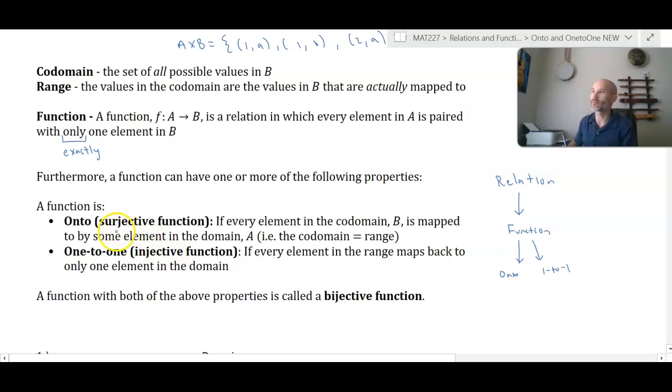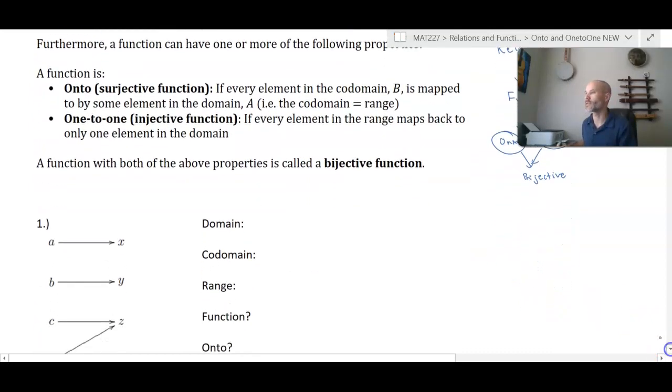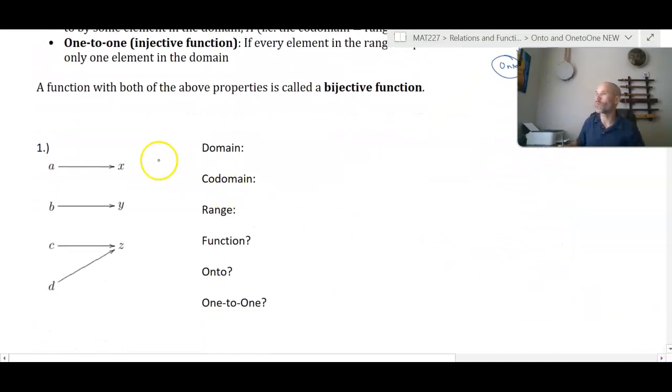So typically you'll hear people say it's a surjective or it's an injective. And if it has both of these features, if you're both onto and 1 to 1, then you are what we call a bijective function. Let's take a look at a couple examples where we'll map all of these concepts and see if we can get this terminology straight.